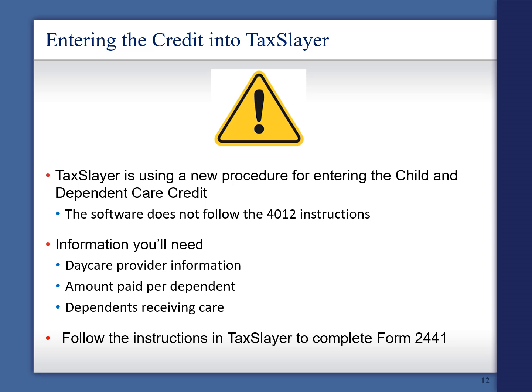It does not have to be $3,000 per kid. One kid could be $1,000 and the other could be $5,000. You have to sort it out on the form.